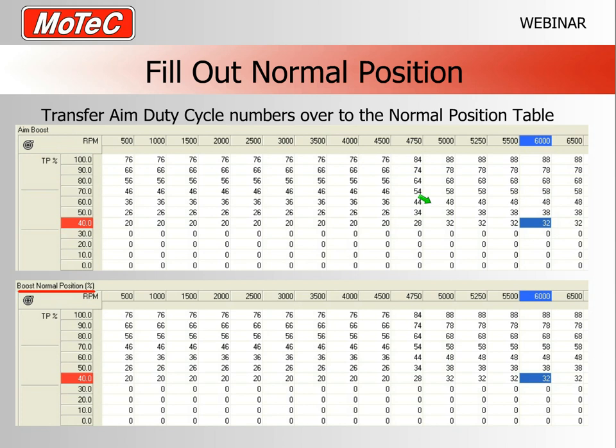Now it depends on what axis you've got. On the vertical axis here, you may have manifold pressure, you could have ground speed, you can have any number of things. But in other words, take your duty cycle numbers that you've learned to be correct and put them into the normal position table.